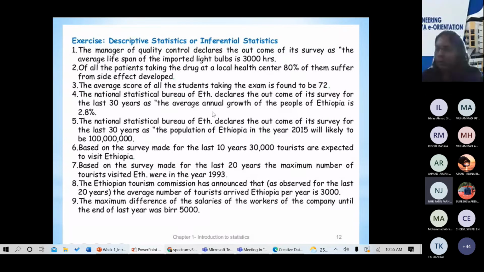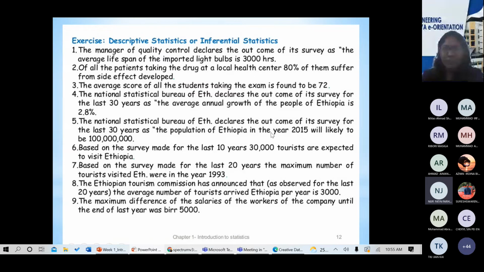So number 4, what's the answer for number 4? What do you think number 4 is? Inferential. Correct, inferential, because you use the 30-year survey and you give a generalization. Number 5 is also inferential, because you use the 30-year survey and you generalize for 2015. Number 6. Inferential. Yes, because from last year, we are expecting 30,000.